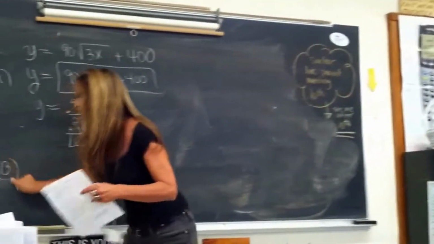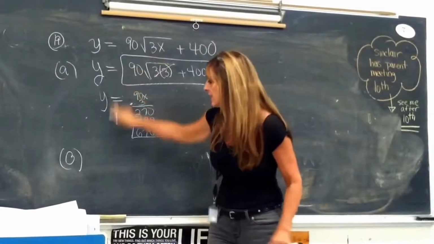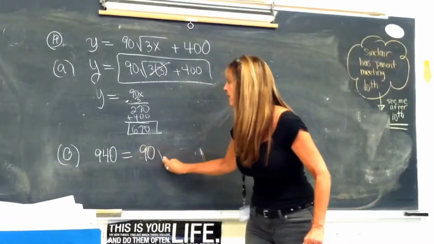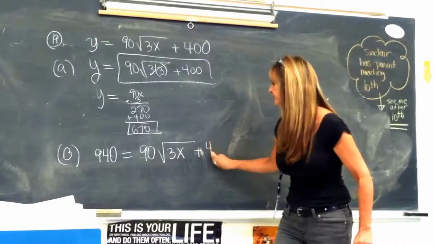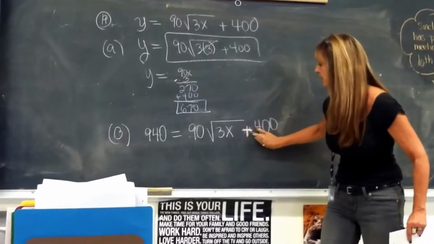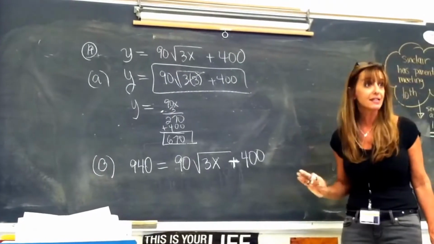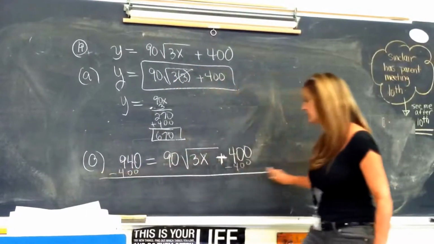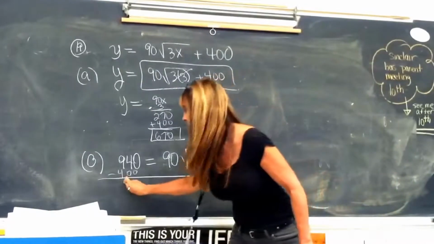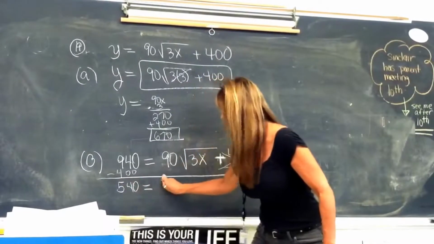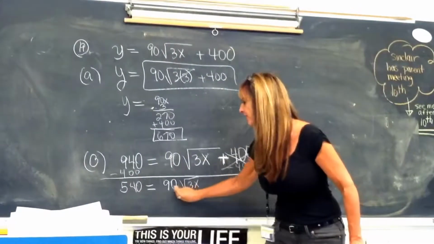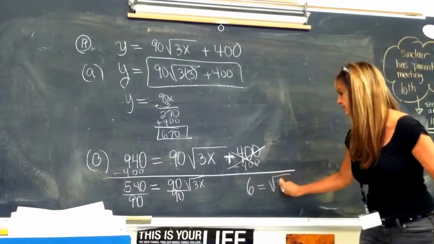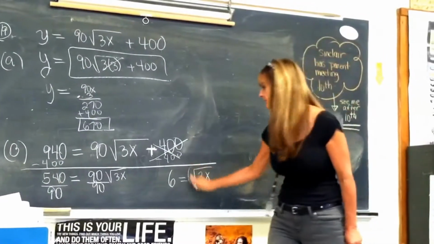All right, part B, I'm assuming I'm going to now have to solve for the x. They say the y is 940, and they want to know how many months it's going to take. Okay, so here is our radical equation. The first thing I have to do is isolate your radical. I subtract 400 from both sides. Did I lose anybody yet? Anyone hit a wall? Now what? Divide by 90. 6. Now get rid of your square root. Square both sides.